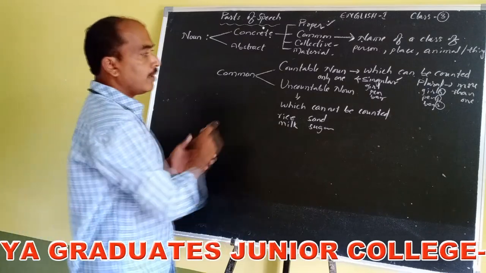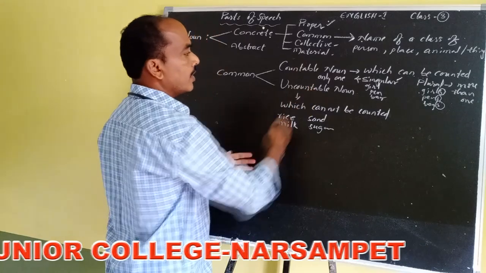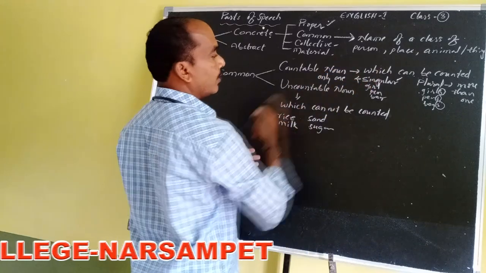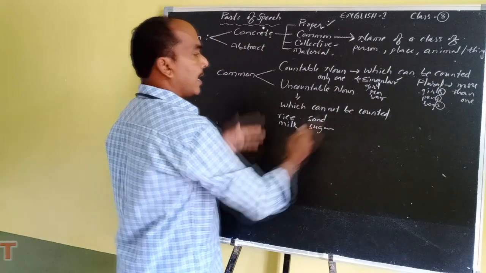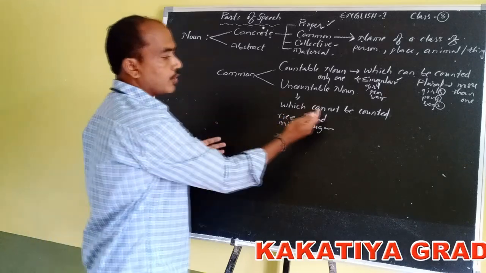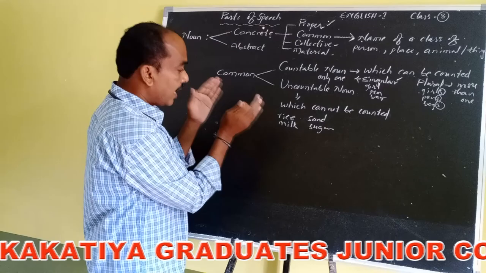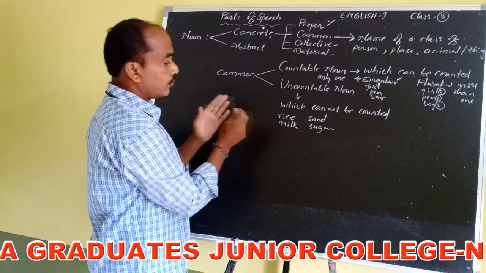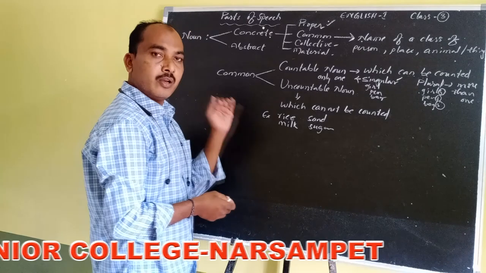Now, common noun is divided into two: countable nouns and uncountable nouns. Countable means which can be counted, means they have two forms, singular and plural. And uncountable means not able to count, which cannot be counted. They don't have plural forms. They have only one form. Examples: rice, sand, milk, sugar.